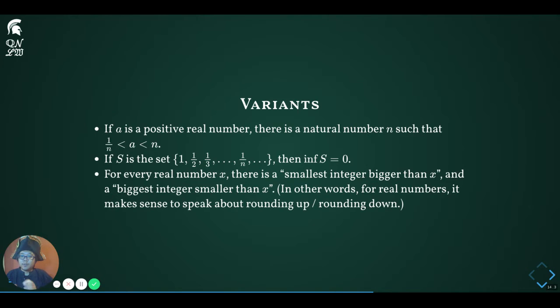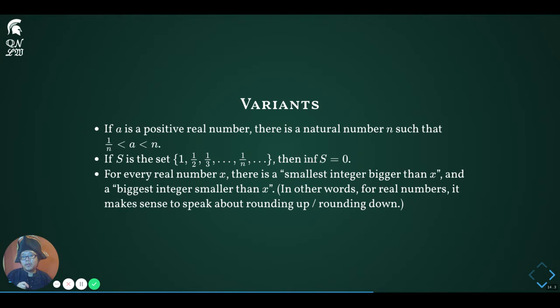The second and third variants here are new. The second variant captures the essence of how we have used the Archimedean property in some of the previous lectures of this week. It says that if you look at the set of numbers that looks like 1 over n, where n is a natural number, then its infimum is 0.